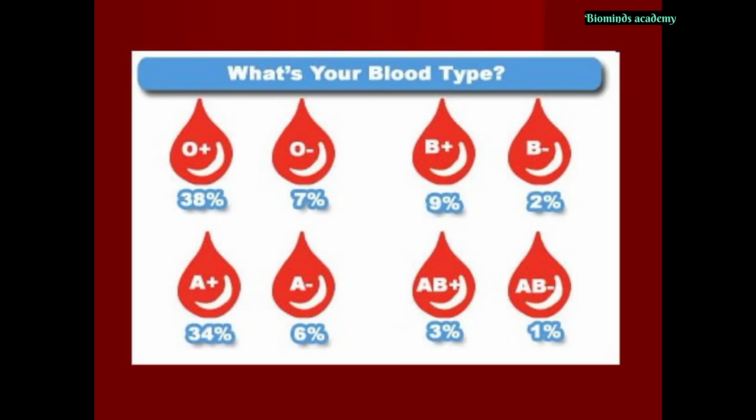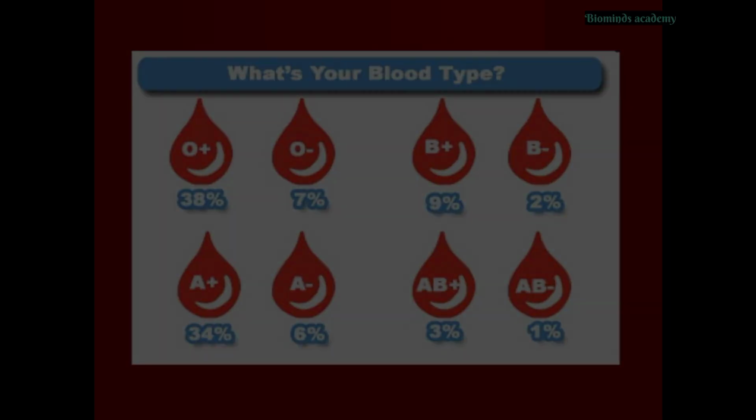Here, see what your blood type is. The most common blood type is O positive. 38% of people have the O positive blood group, and the very rare blood group is AB negative, at only 1%.